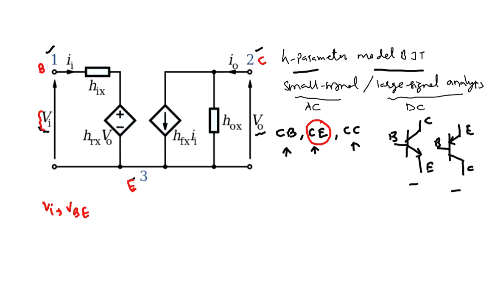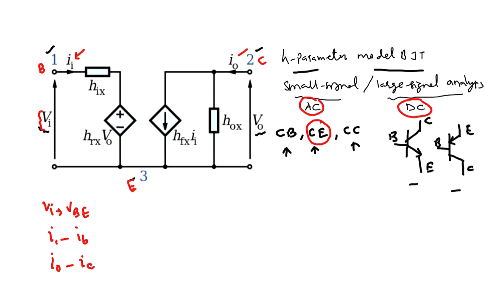Now you have II, that is going to be IB. This is your input current. Now your output current IO will be your collector current IC. And when we talk about, let's say, a small signal AC analysis, I will use the small case letters. When I talk about the DC analysis, I will use the large case letters.